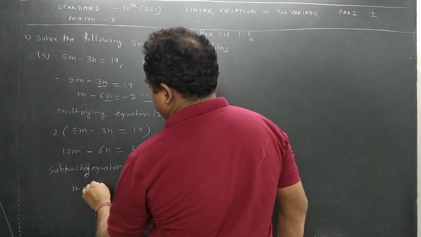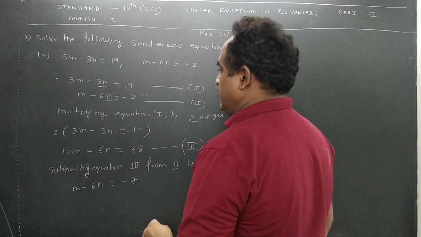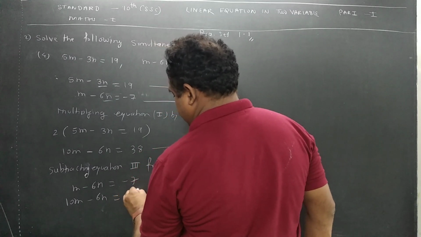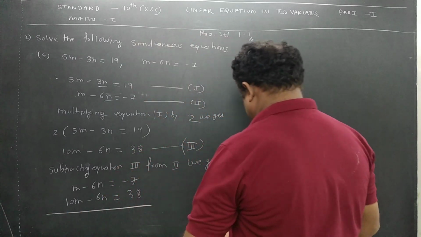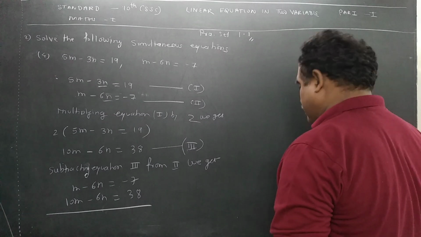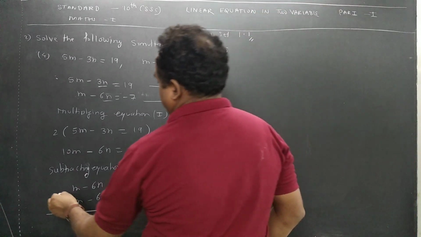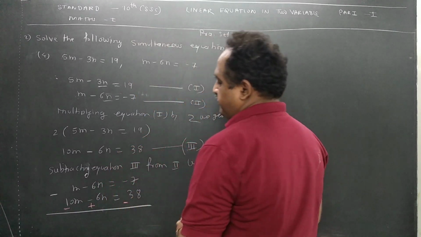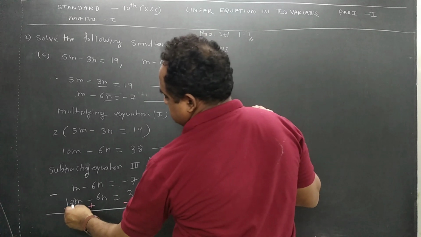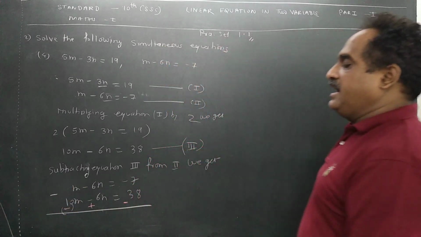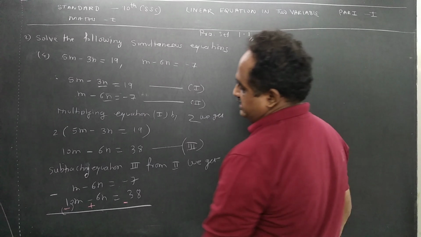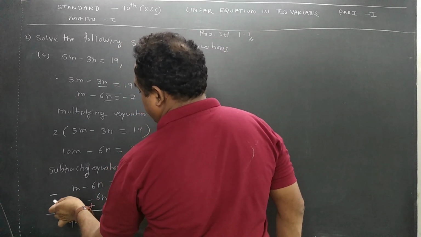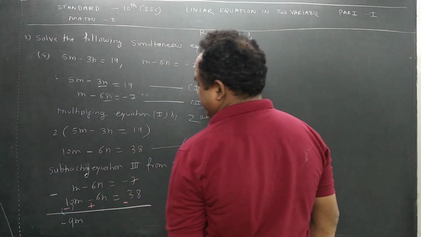So m minus 6n is equal to minus 7 and 10m minus 6n is equal to 38. Again, when you are subtracting, you must take care to change the sign of the lower terms. See, it is minus, it is plus, plus minus minus. 10 minus 1 is 9n. But you take the sign of the greater number. Now the sign of the greater number is minus.